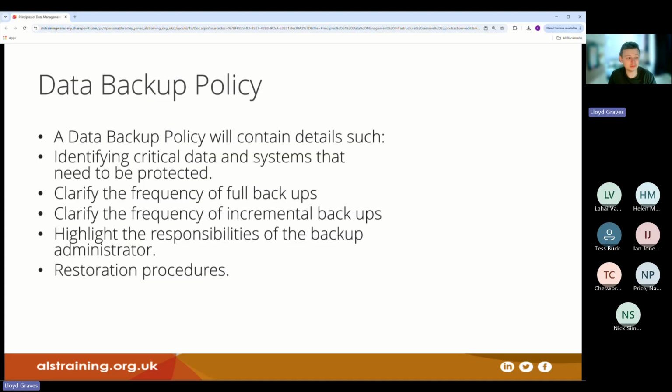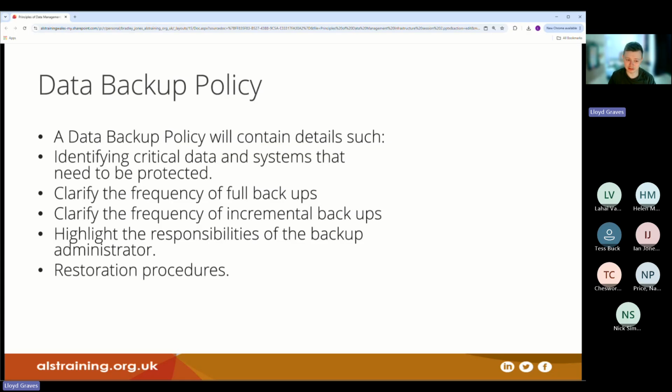So again, I'm not involved with setting the data backup policy at ALS, but obviously things like my Python data sets for teaching sessions, they don't need to be backed up, because if they go, it's all data that's either publicly available or that's been generated for example purposes. So it wouldn't be difficult for me to recreate it if I needed to.